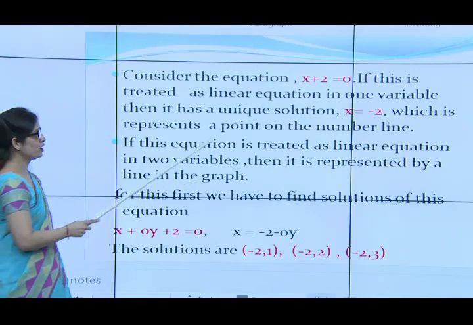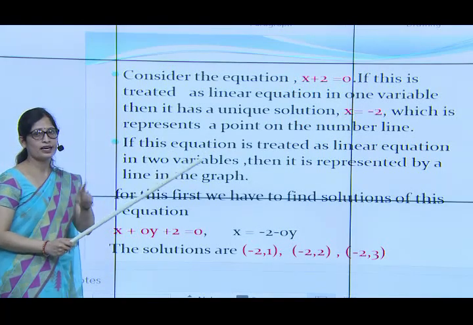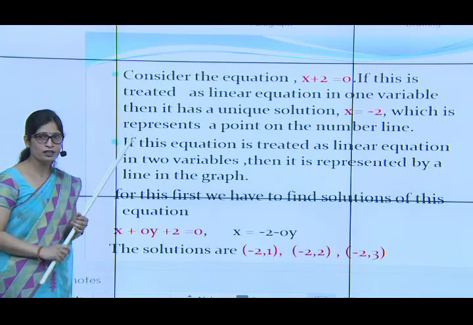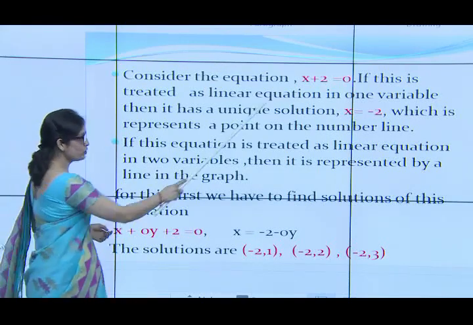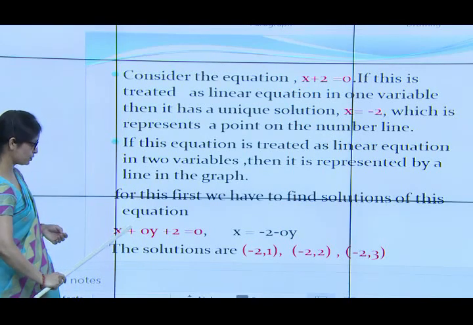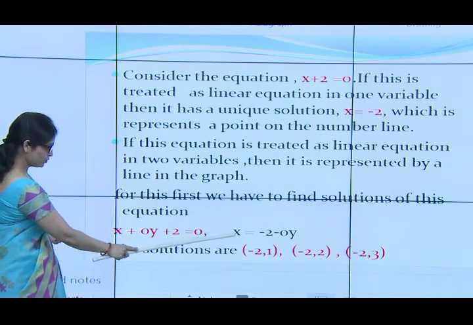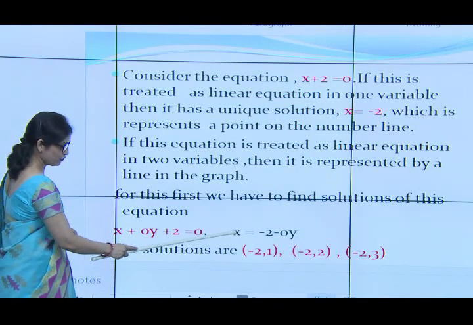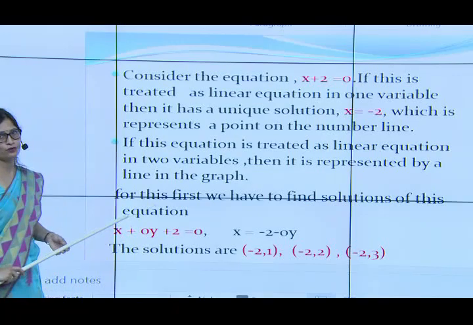But we know if we have to draw the graph of this equation, it means we need the x-axis and y-axis, the Cartesian plane. It means we need both the variables x and y. So first we write this equation in standard form: x plus 0y plus 2 equals 0. Then we write the expression for x: x equals minus 2 minus 0y.